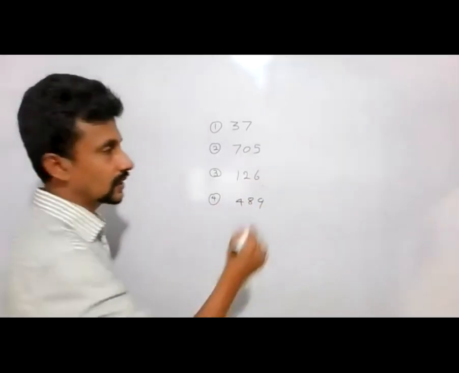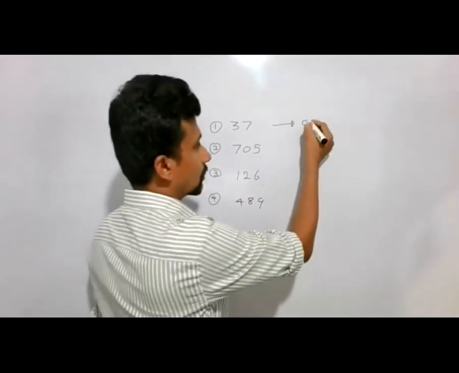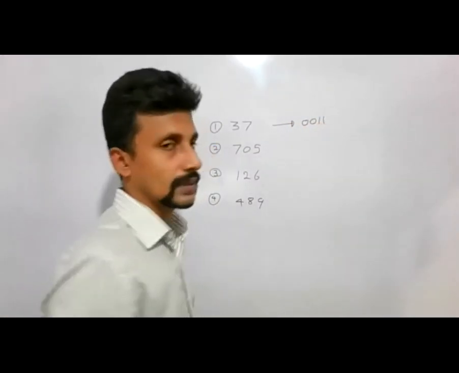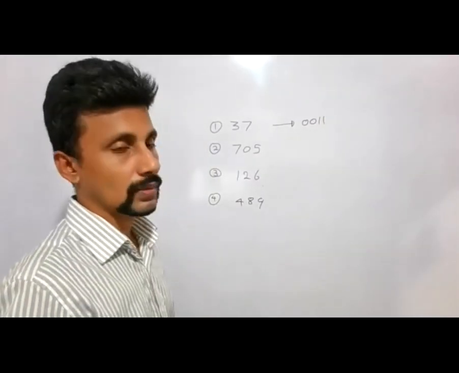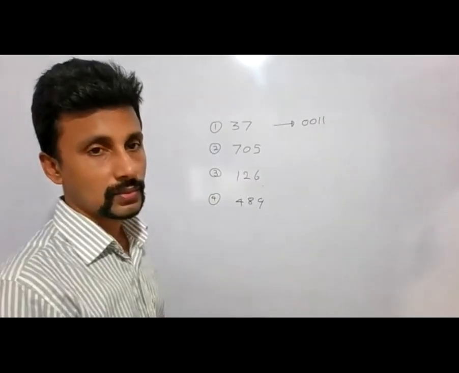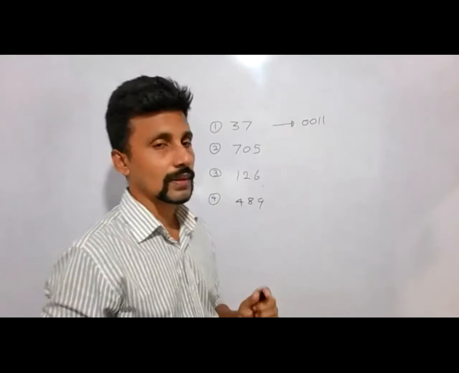Okay, first one I will do for you. Now 3, how to represent: 0, 0, 1, 1. Right, if you can remember, that's fine. Otherwise, you can divide it by 2 and get the binary, then put 2 zeros and make it 4 bits.